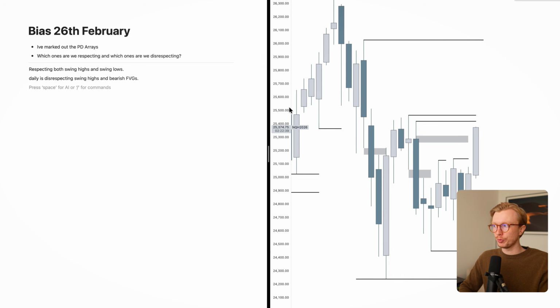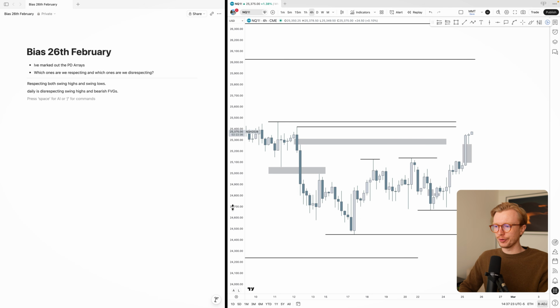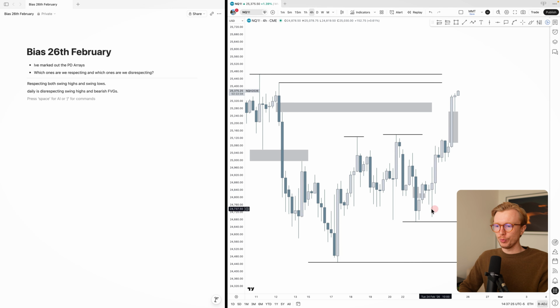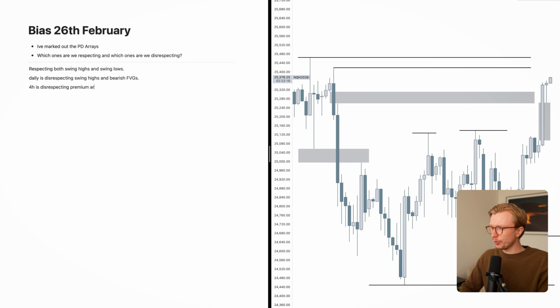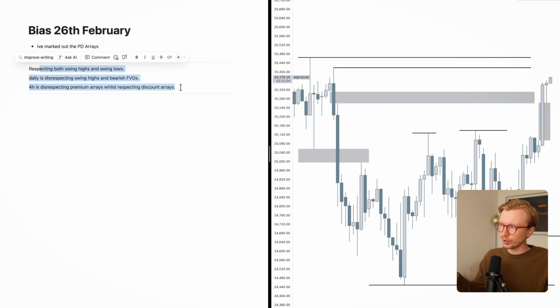So essentially premium arrays. If we go into the 4-hour time frame, you'll see this even more clearly. We are respecting discount arrays while we are disrespecting these swing highs and these bearish fair value gaps that we had right there. And also this bearish fair value gap right there. So the 4-hour is disrespecting premium arrays whilst respecting discount arrays. Just note that for now.